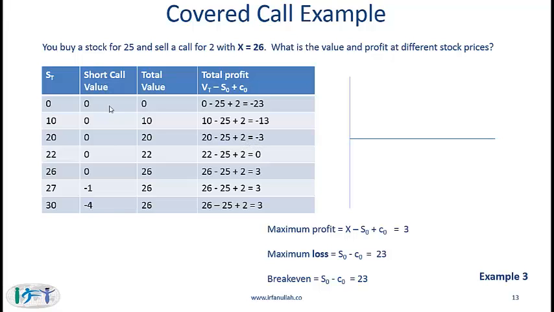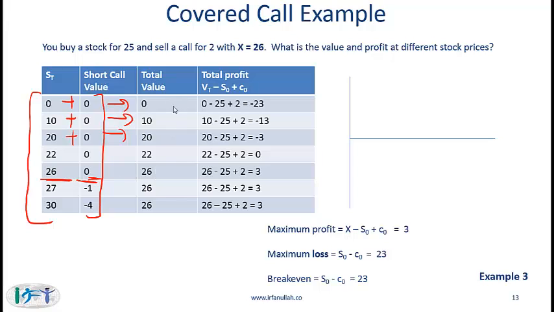Here is what you should get. We use the same mechanism that we used earlier. This is the value of the stock. Here are the values of the short call. Notice that until 26, which is the strike price, the payoff is 0 on the short call. But after that, we do have a negative payoff because this is short. The total value is the sum of these two numbers.